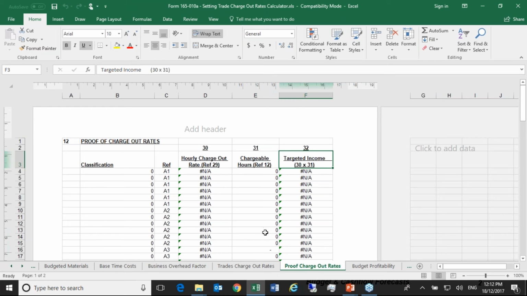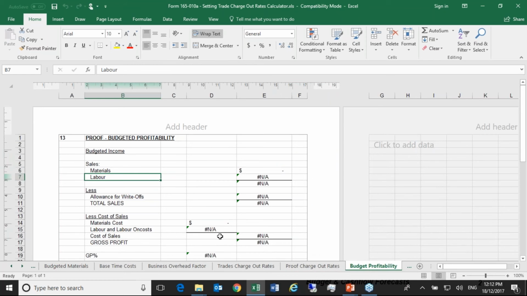We're going to have sales of labour and sales of material, less the allowance for the write-offs, the materials cost, the labour and on-cost, the cost of sales, gross profit, the overhead expenses, which will then come back to the forecast net profit.